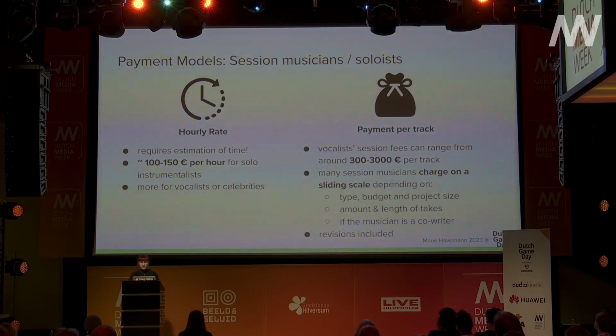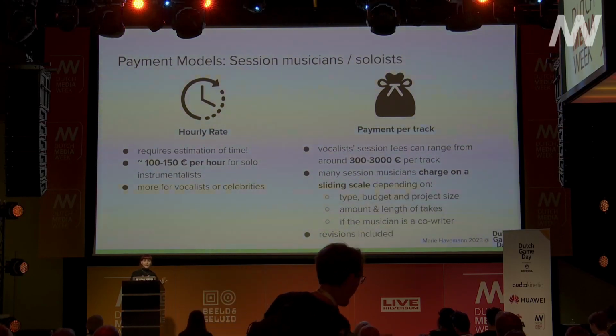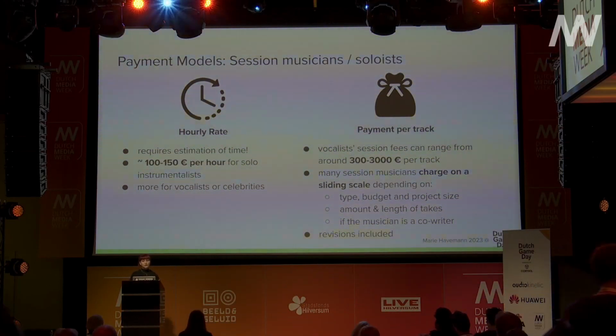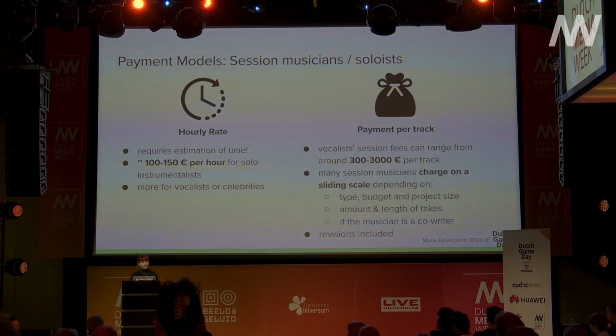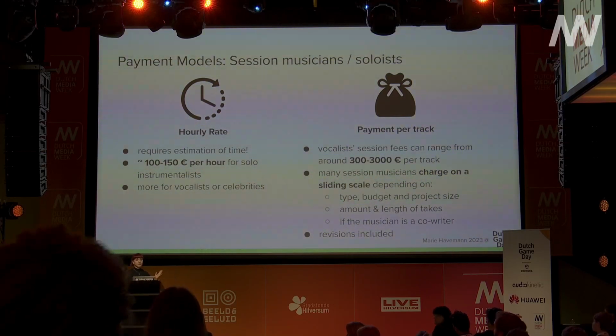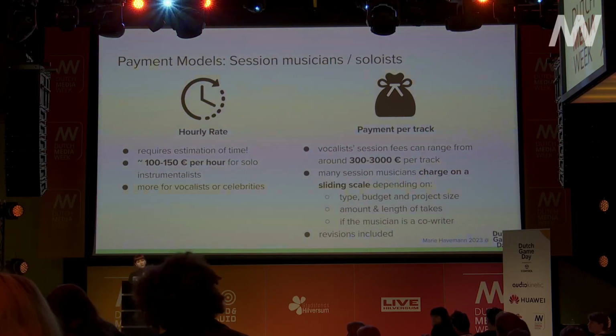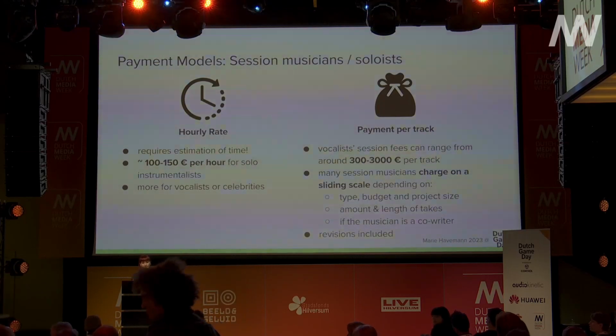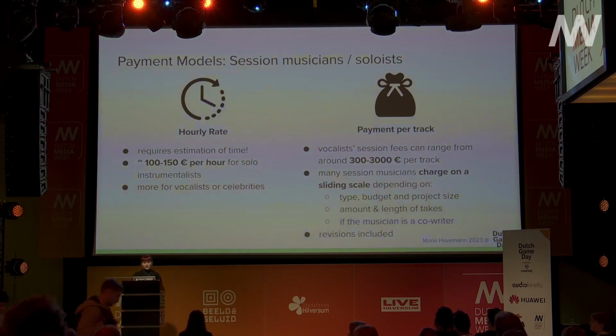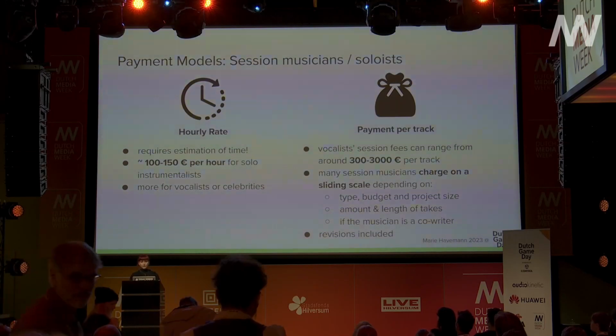And this goes especially for vocalists like Julie because they will be connected very closely to the project and also contacted by fans about the scenes that are happening. It's also a factor whether the instrumentalist is co-writing, like whether they have to come up with melodies as well, or if they're just playing what they're hearing. In the case of vocalists, the range, according to Julie, is between 300 and 3,000 euro per track, and the revisions are usually included in that price.